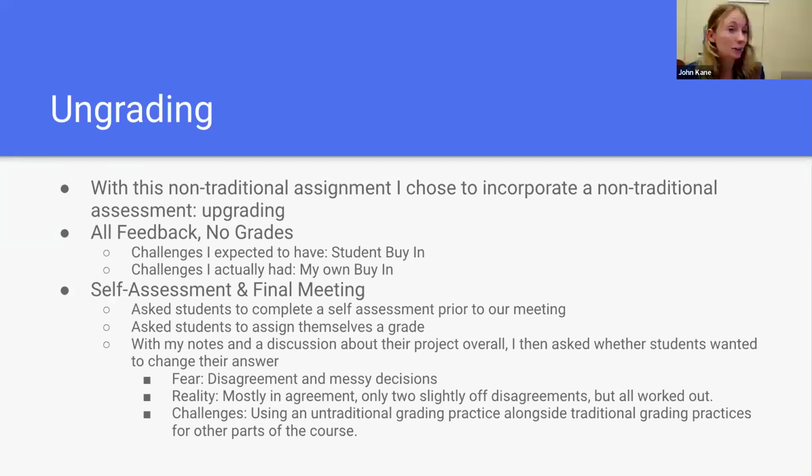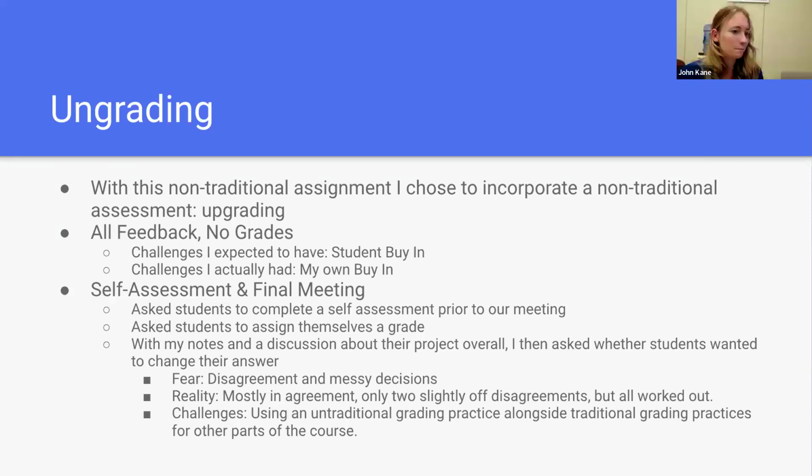I really wanted them to think about how they can advocate for themselves in a meeting with a supervisor. In this case, it was me as the professor. But it's something that they're going to be doing on a regular basis throughout their lives. And so it was a little intimidating to engage in these conversations, for me as the professor. I was afraid there was going to be a lot of disagreement, a lot of very messy decisions, and I was really concerned that I'd have a lot of different expectations of what those grades might be from my students.